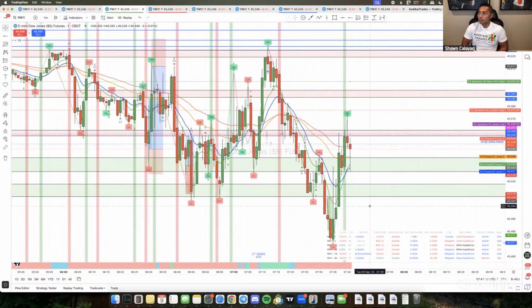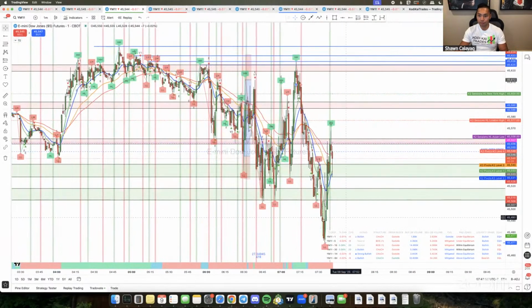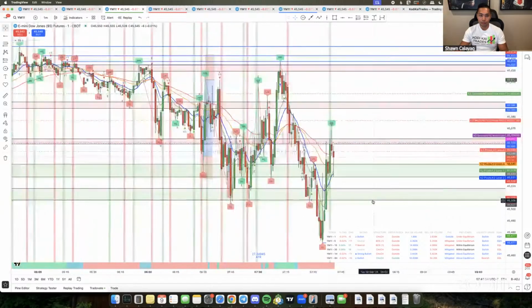Let's see. Sam said 45.2 or 45.628 is his break and retest, as none seems to be giving any respect to structure at the moment. Yeah, price isn't respecting structure here at all. It's just going back and forth.